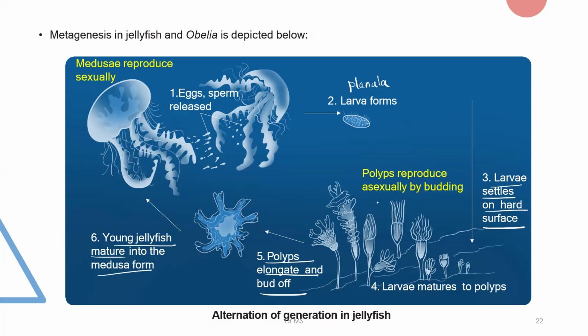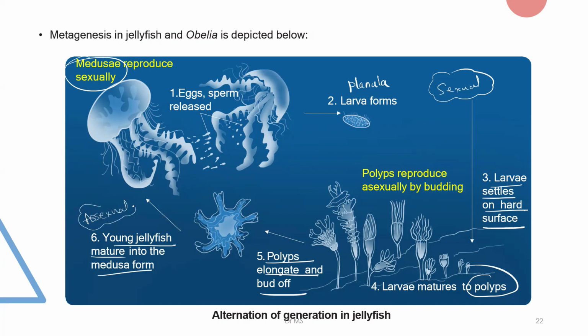So that's another generation. So see here, from medusa to polyp, we call it sexual reproduction. So this is all sexual. And from polyp to medusa, we call it asexual reproduction.